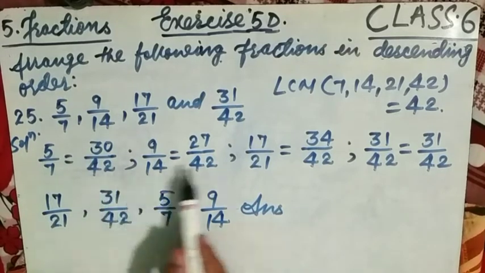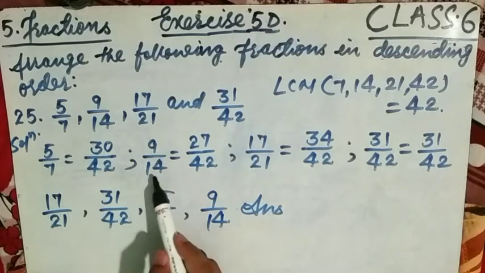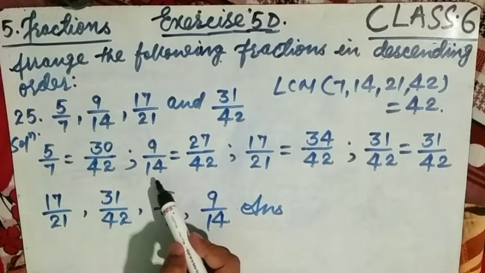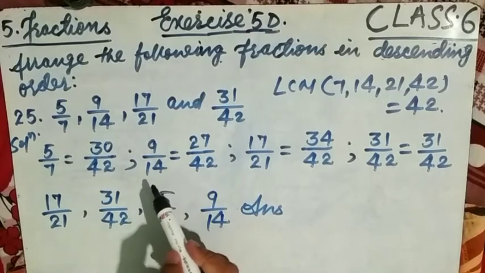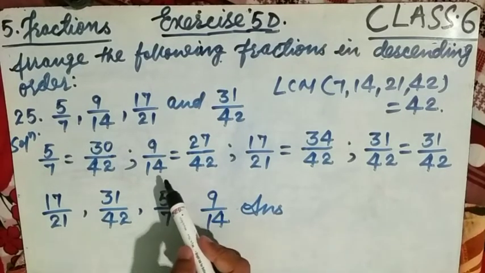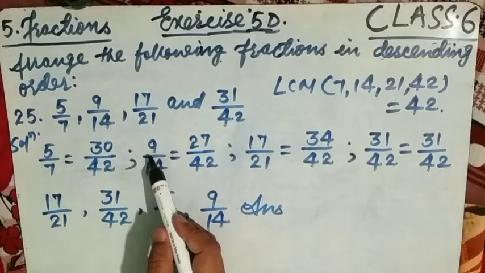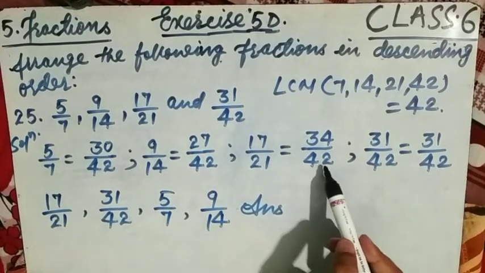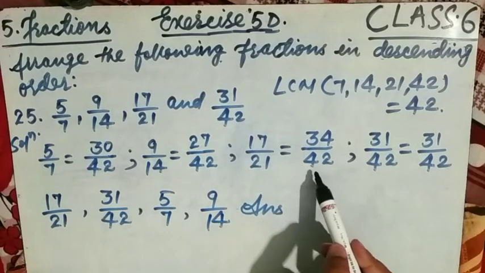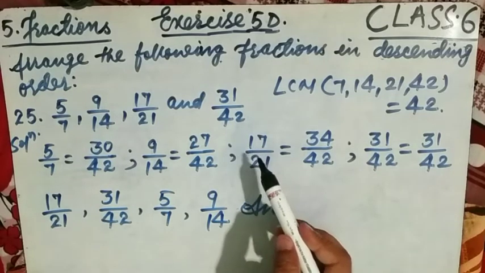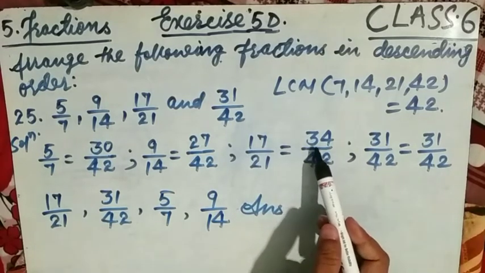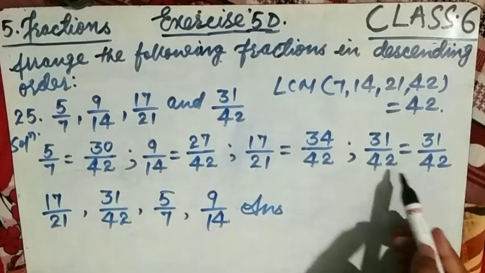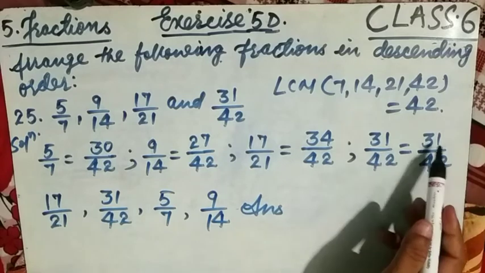And similarly we can solve for 9 by 14. For 9 by 14, divide 42 by 14. 14 times 3 is 42. Then 3 multiplied by 9 is 27. Similarly, 42 divided by 21. 21 times 2 is 42, and 17 multiplied by 2 becomes 34. Similarly for 31 by 42, 42 divided by 42 is 1, multiplied by 31, same.